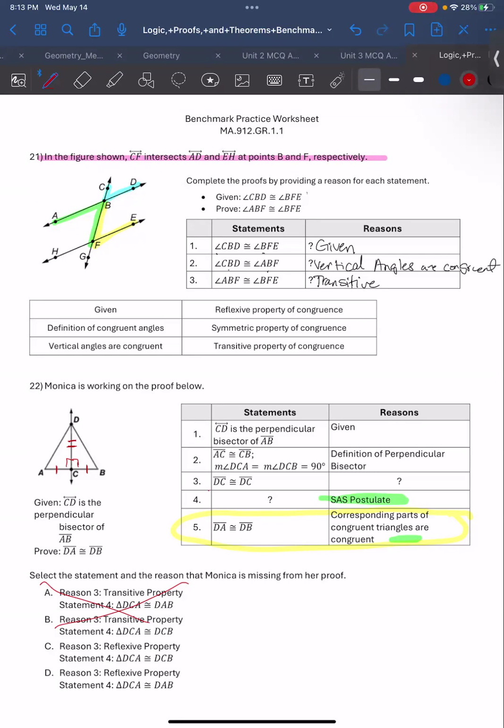So that means I'm now naming the two triangles, right? Remember, the triangles have to be in the same order. So I'm going from DCA and DCB. Did those go in the same direction? Yes. So then my final answer is C.